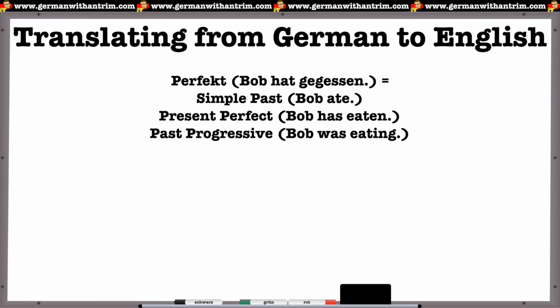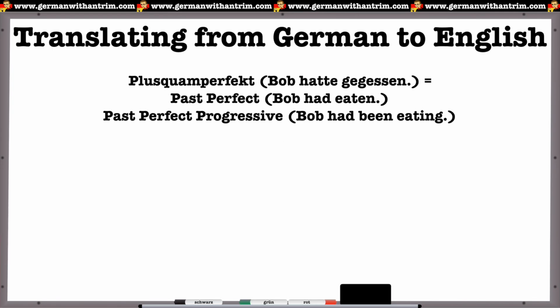Past progressive, Bob was eating. Präteritum, Bob aß. Simple past, Bob ate. Present perfect, Bob has eaten. Past progressive, Bob was eating. Plusquamperfekt, Bob hatte gegessen. Past perfect, Bob had eaten. Past perfect progressive, Bob had been eating.